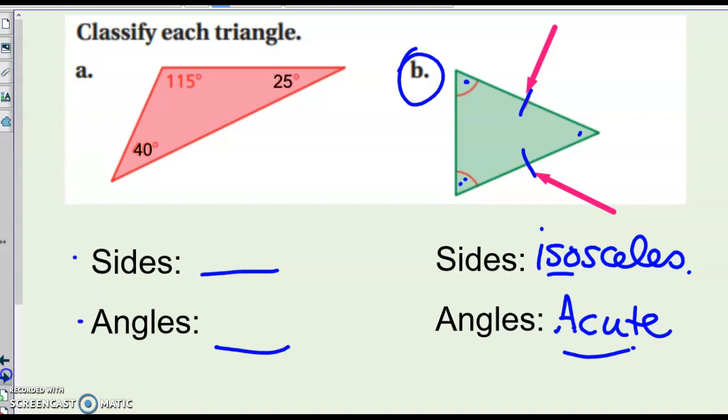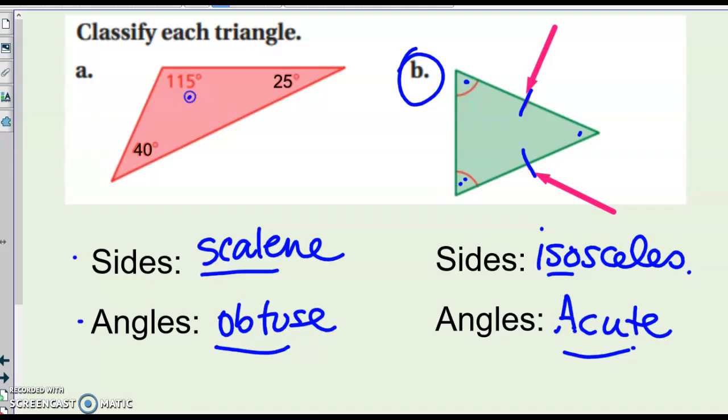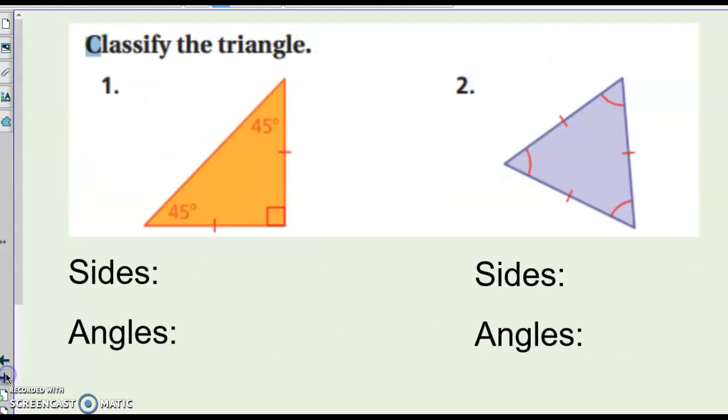Okay, so it's scalene because I noticed that all three angles are different, then I know all three sides are also different. So 3 different sides makes it scalene, and then it has an obtuse angle up here, so obtuse. Okay? All right, try a couple more.